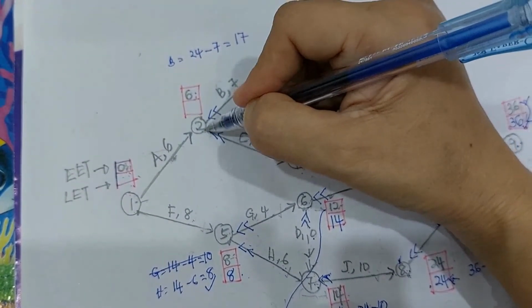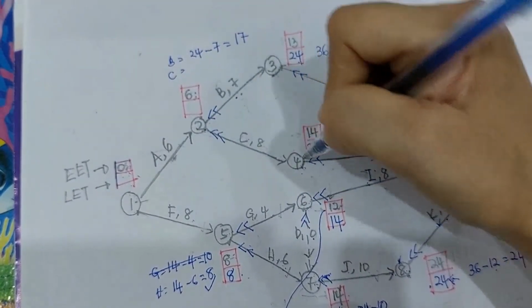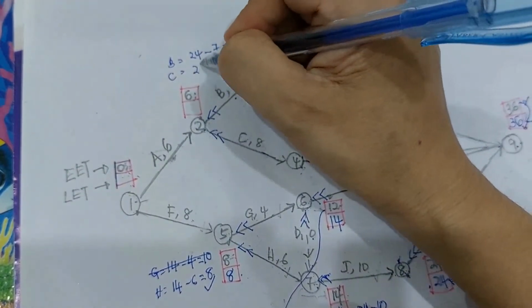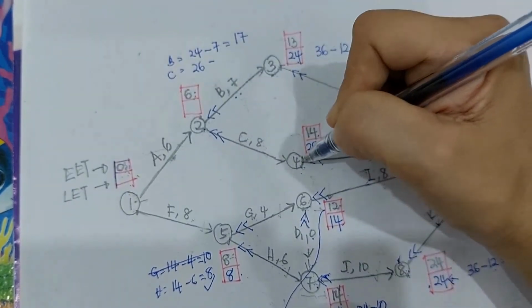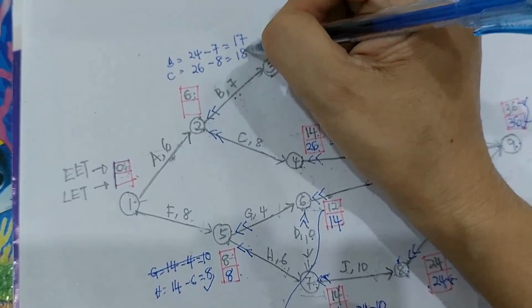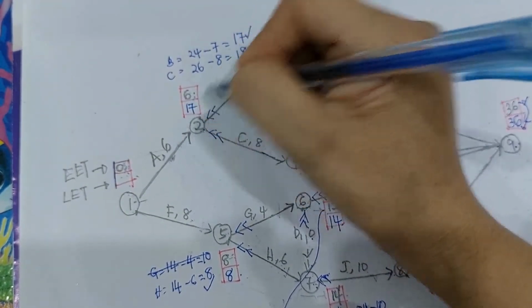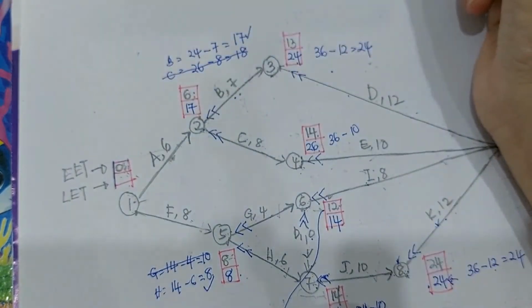And C is also pointing at event number 2 backward. So for C, we take the previous LET, it was 26, because C comes from event number 4. Minus 8. We get 18 over here. So between these two, we take the lowest. So 17 is here and we omit the highest.